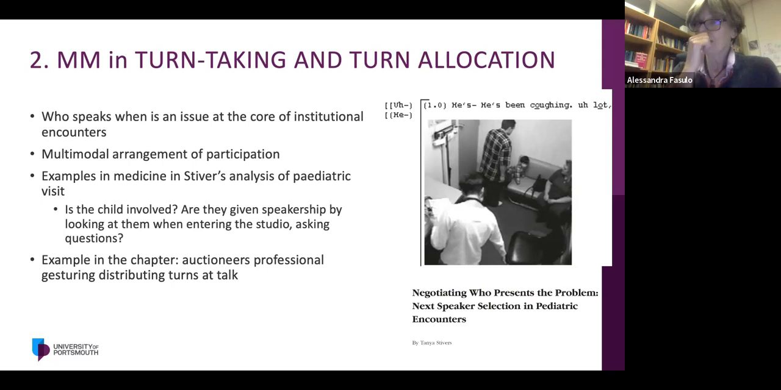In the chapter instead, you find a very complicated description of the sophisticated practice of auctioneers allocating turns with hand gestures and words.